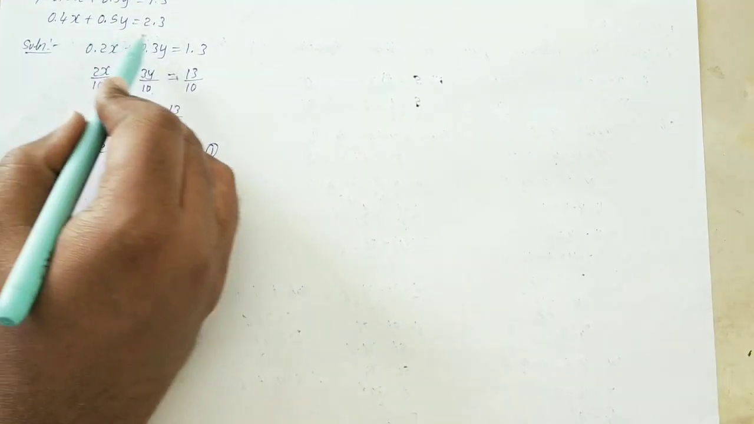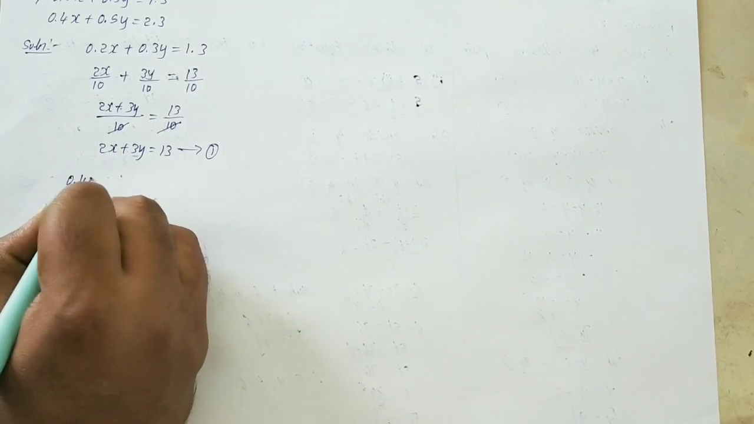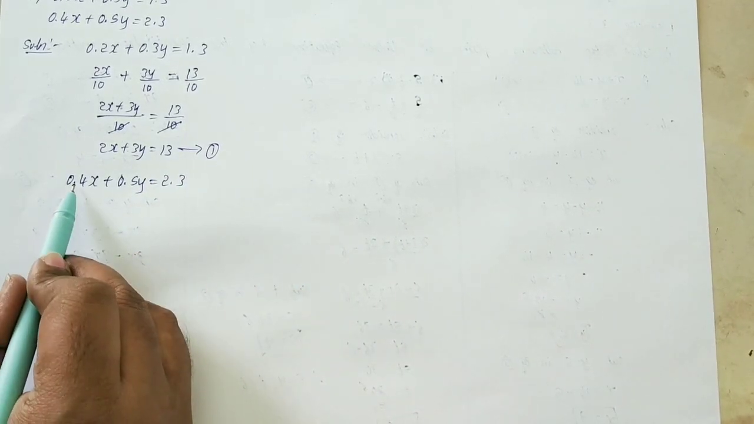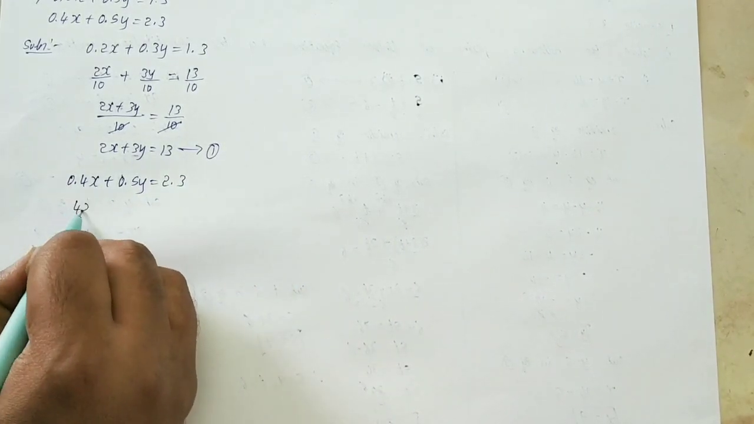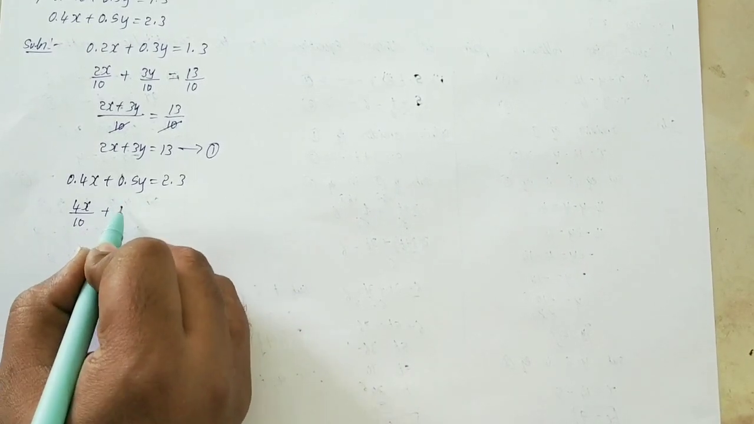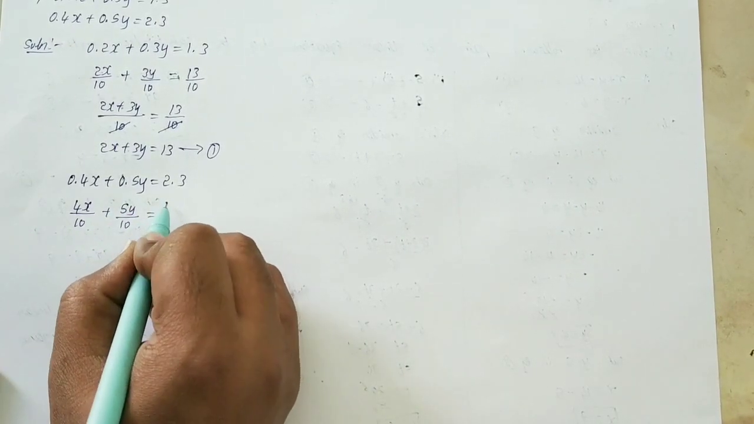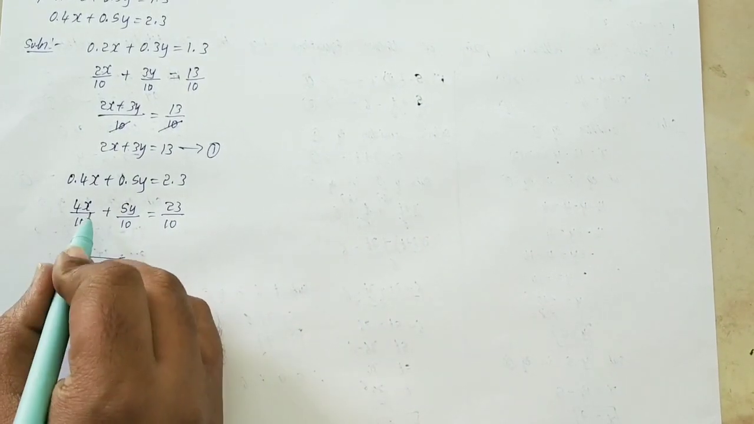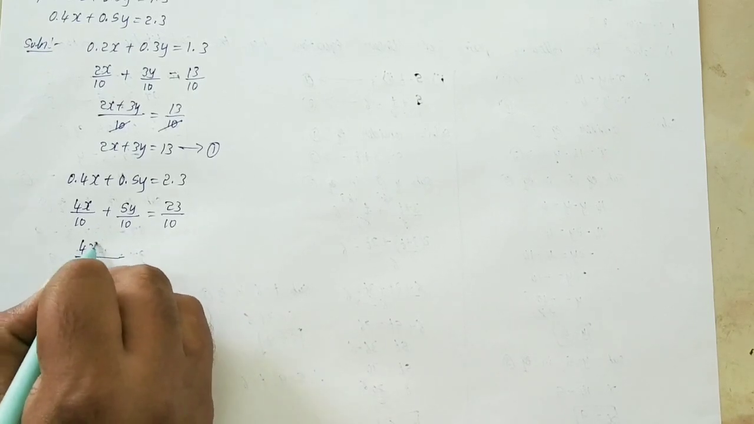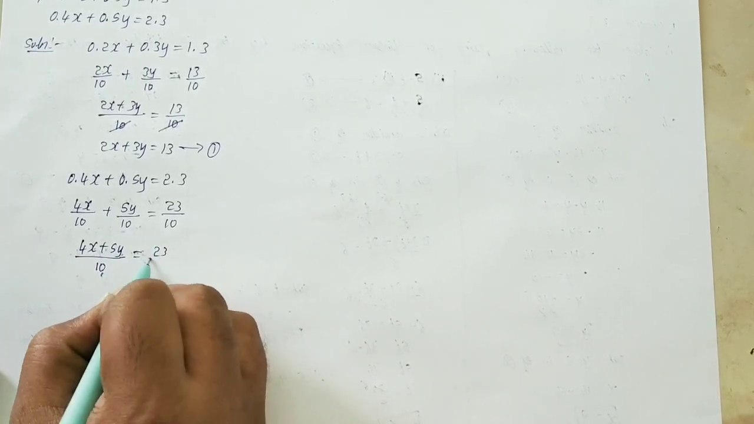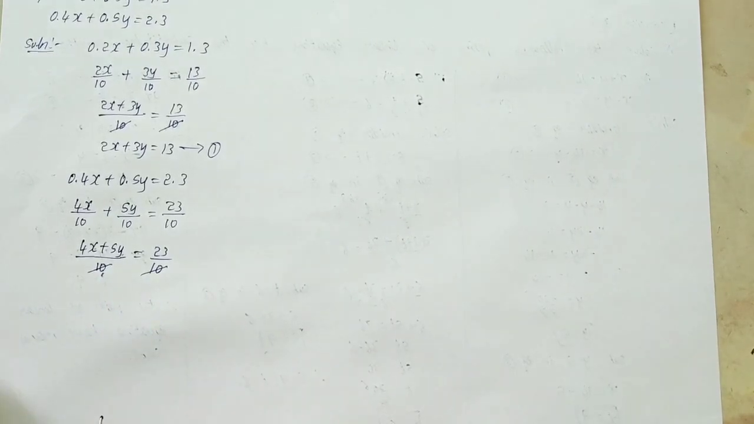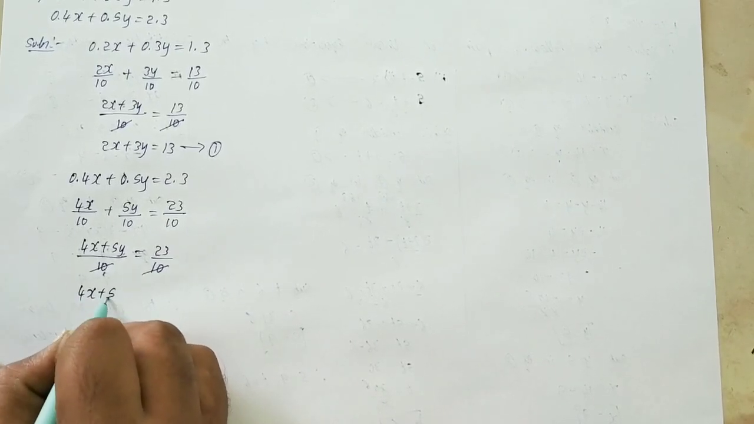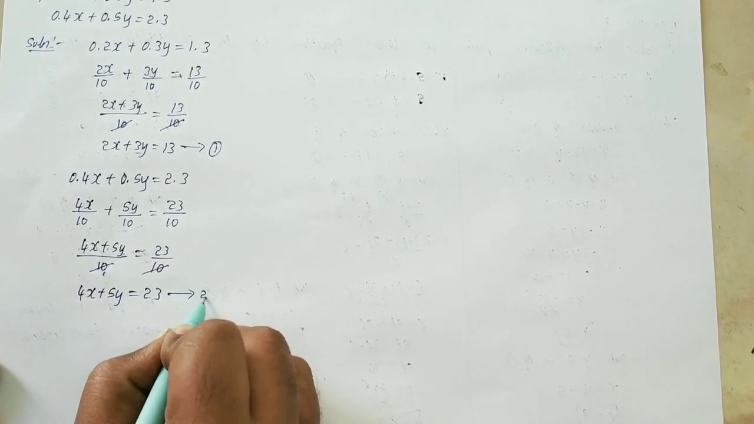So next we will take the other equation they have given in the question. 0.4x plus 0.5y is equal to 2.3. So again I will shift the decimal one digit, then it will become 4x by 10, right? Like that, this will become 5y by 10. In the same way, this will become 23 by 10, right? So since the denominator is the same, there is no need to take LCM. Directly we can add the numerators. 4x plus 5y as it is equal to 23 by 10. So here the denominator cancels. So 4x plus 5y is equal to 23. This is our second equation, right?